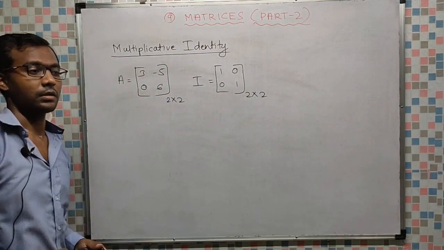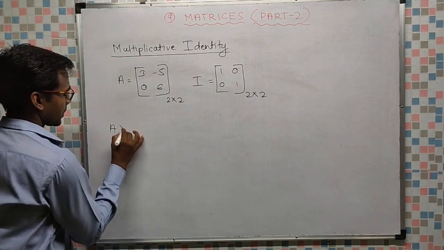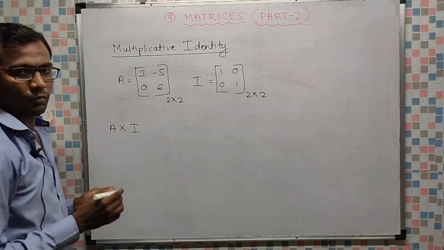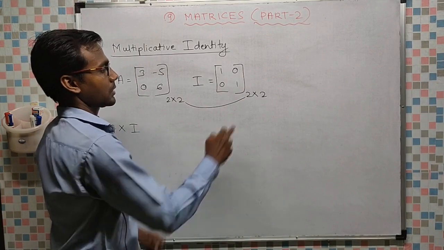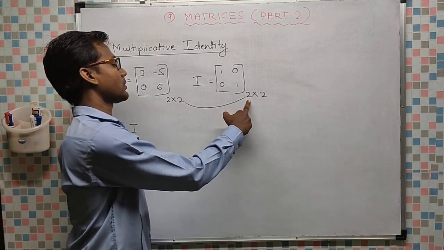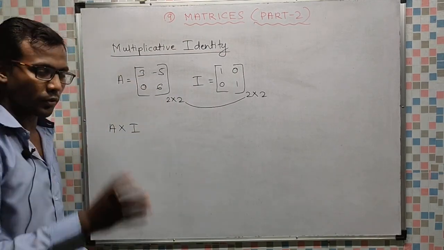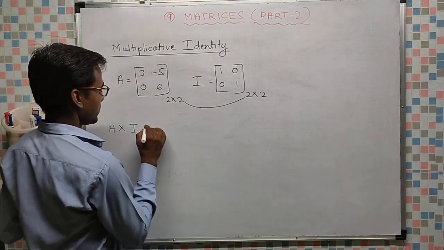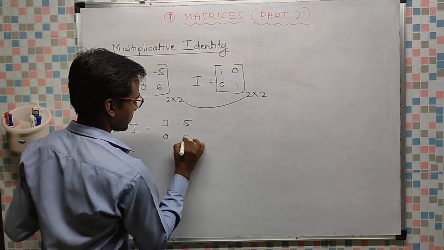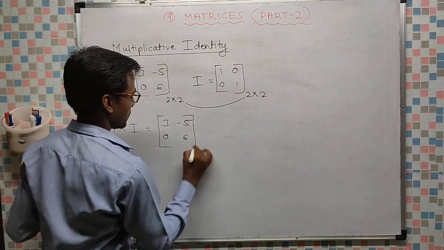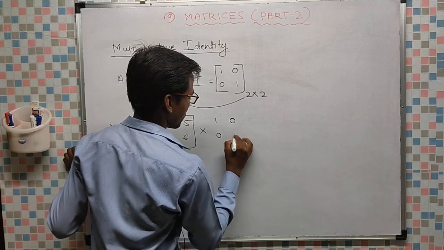Let us find A into I. First check it is possible or not. The number of rows of the second matrix is equal to number of columns of the first matrix, so it is possible. We can multiply. A into I is possible. Let us multiply. So A into I is equal to [3, -5; 0, 6] into [1, 0; 0, 1].